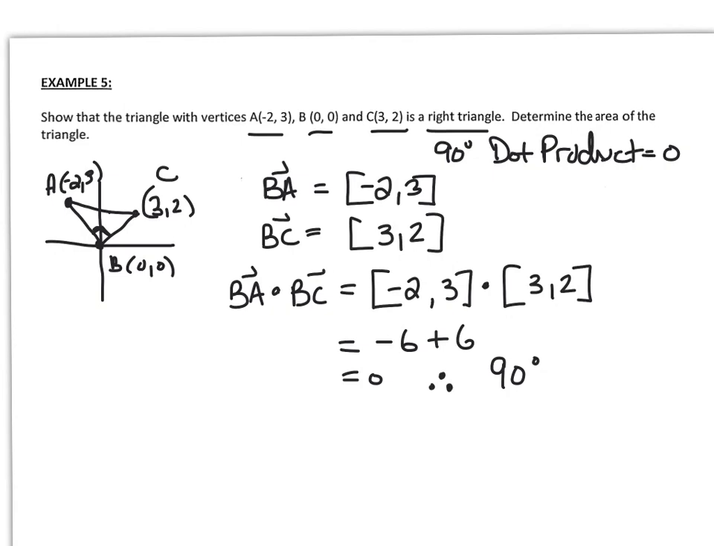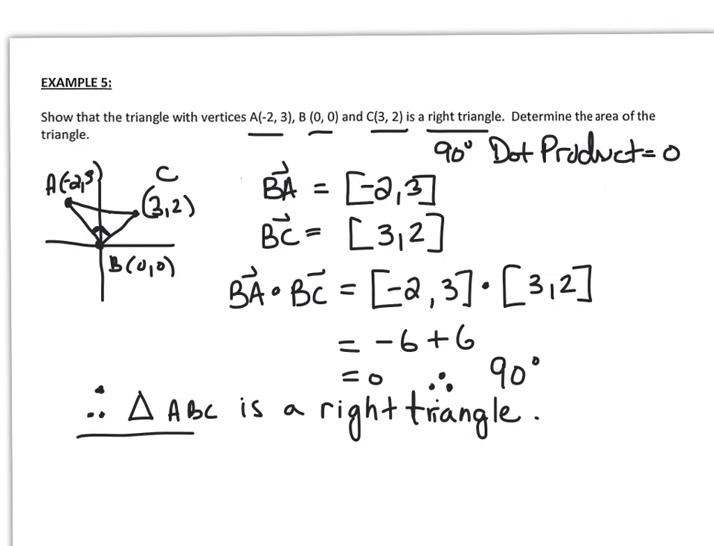So that shows, therefore, triangle ABC is a right triangle. And we know that it's a right triangle because we just checked the dot product of the two vectors, and we saw the dot product was 0.